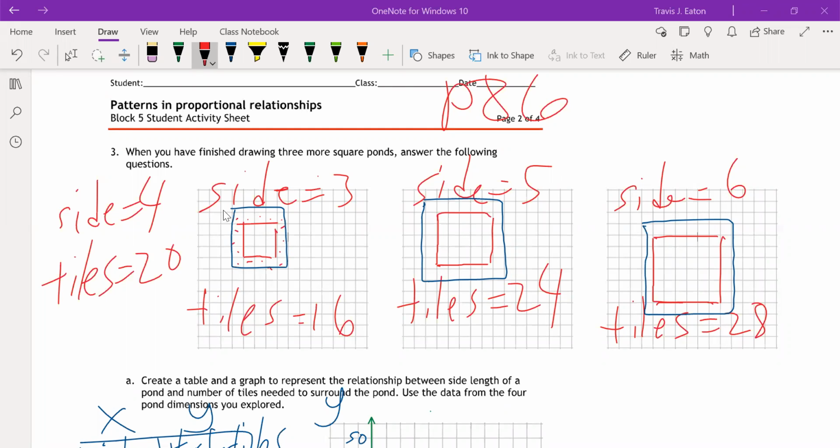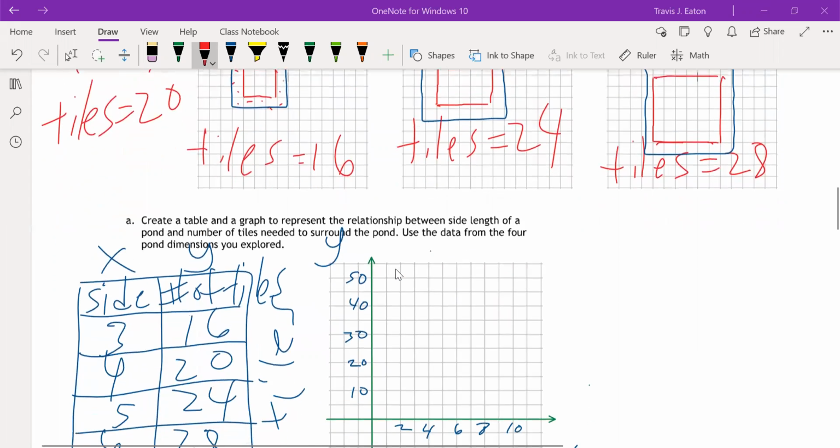And then we made a 3-foot sided pond and came up with the fact that it would take 16 tiles to surround that pond, 3 and 3 and 3 and 3, and 1 and 1 and 1 and 1 at the corners. If there were 5 feet side lengths, it would take 24 tiles. If there were 6-foot side lengths of the pond, it would require 28 tiles. And we figured that all out in the last lesson.